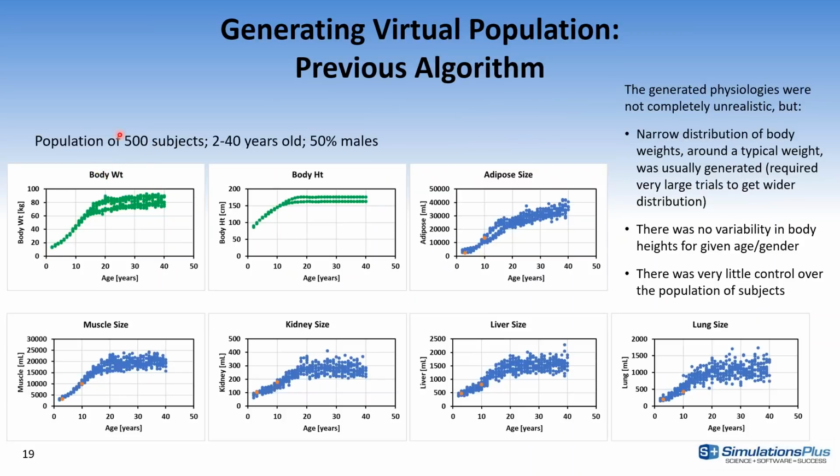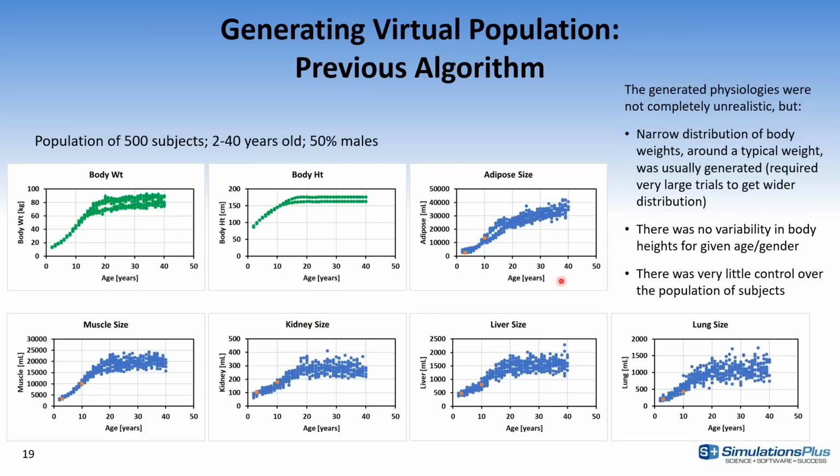And this is showing just a sample population of 500 subjects with 50% males, 50% females, from 2 to 40 years old, just to give you a sort of a quick overview of wider range of populations. And you can see that when it comes to body weights, heights, different tissue sizes, these were reasonable parameters. And the 2 yellow or orange dots that you see in each of those plots, I just randomly picked one of the 10-year-olds and one of the 3-year-olds physiologies, just to show you that these really were reasonable physiologies when it comes to individual tissue sizes.